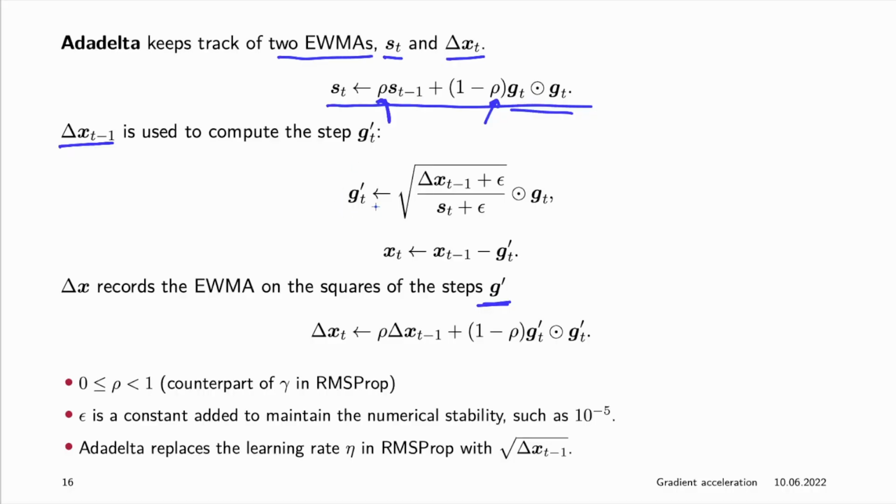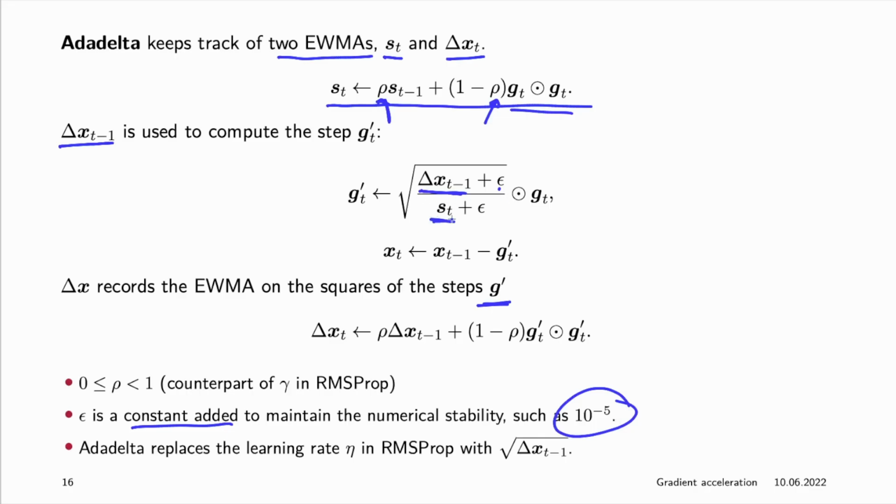So what is g prime? g prime at time point t is set to the square root of delta xt minus 1 plus epsilon. Epsilon again is a small constant, such as 10 to the minus 5, that is just there for numerical stability purposes.